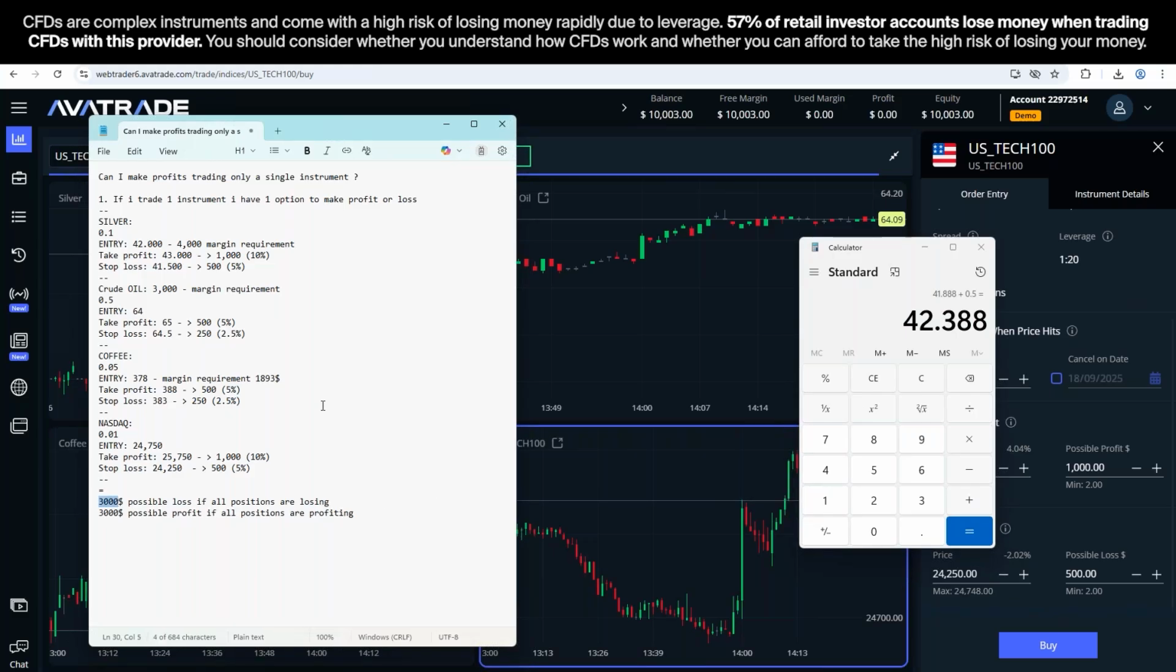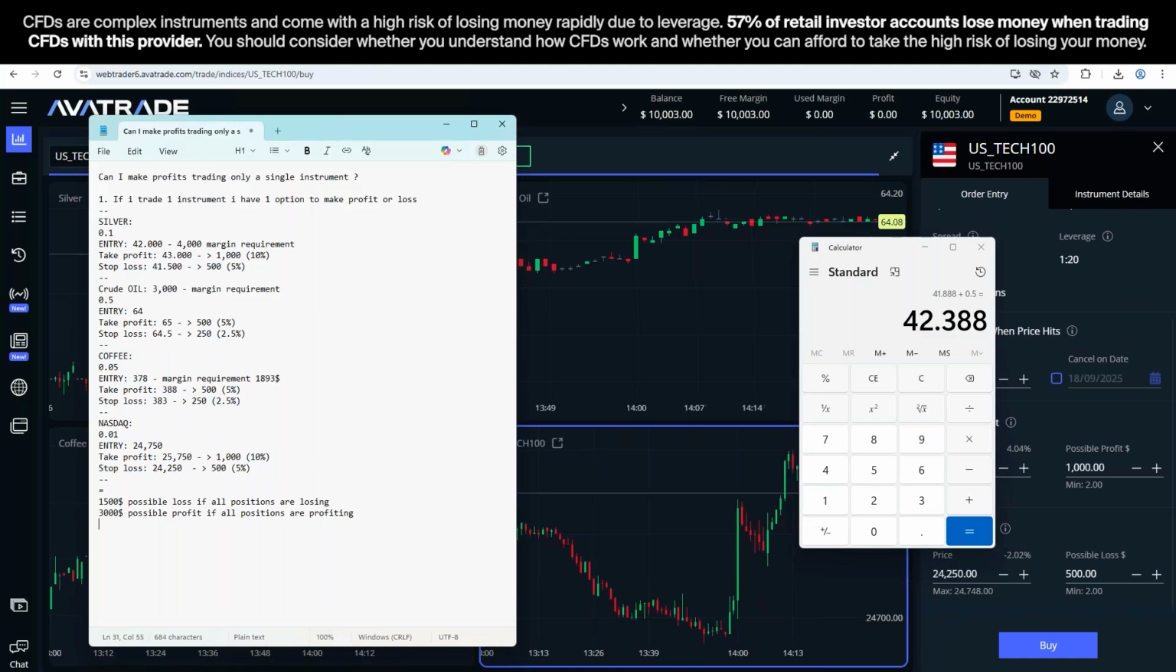At the moment, it looks a bit different. Now the possible loss is 500, 250, 250, and 500, which is half, right? So now we're looking at 1,500 versus 3,000. So if half is losing and half is gaining, what we will have is 750 versus 1,500, possible loss, possible profit. Oh, sorry, potential. Okay, that is the difference.